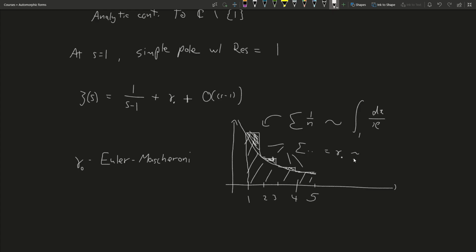And it is about 0.577. It's widely expected to be irrational, but I don't believe that's actually known. Sometimes you'll see this denoted C naught instead of gamma naught, because sometimes the letter gamma is already taken, and so it's clearer to use a C here. So this is the Laurent series expansion of the Riemann zeta function at 1, and it's handy to know.